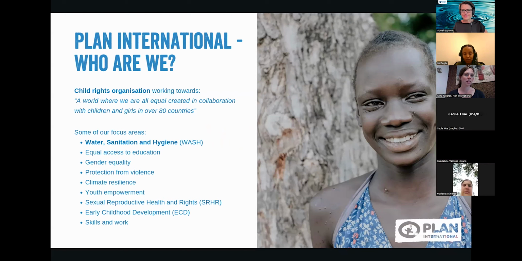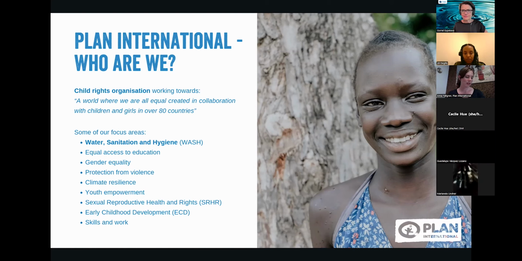So Plan International is a child rights organization, and we work with children and girls at the heart of our interventions. And together we work towards the goal that you can see mentioned here, a world where we're all equal, created in collaboration with children and girls in over 80 countries. And some of the focus areas are the ones that you can see here. So water, sanitation and hygiene, which is what we will talk about today. Equal access to education, gender equality, protection from violence, climate resilience, youth empowerment, sexual reproductive health and rights, and early childhood development, and skills and work.